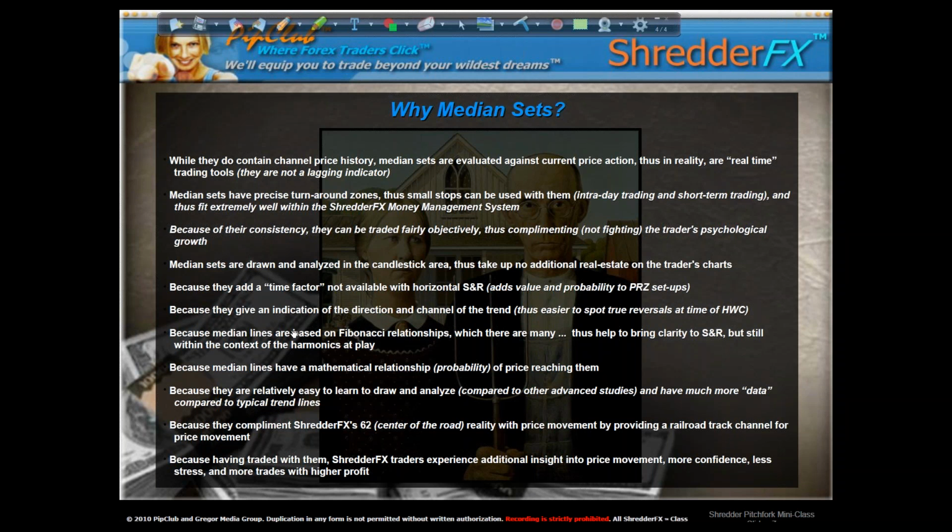Because median lines are based 100% on Fibonacci relationships, of which there are many, they help bring clarity to your support and resistance, but still within the context of the harmonics at play. That's very wordy. It just means the lines on a pitchfork are full of Fibonacci, and I'll show you why in a second. Median lines have a mathematical relationship probability of price reaching them. Now, these are observations that were made by the guy that invented pitchfork, Alan Andrews.